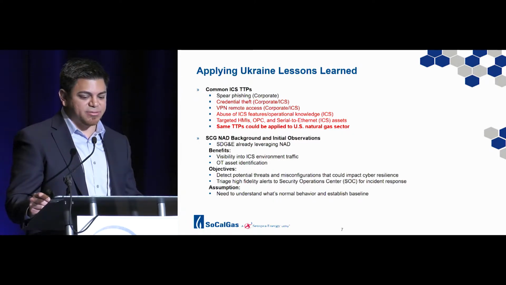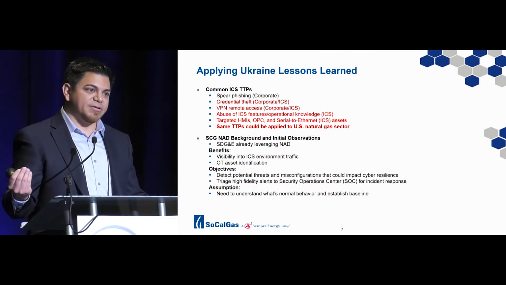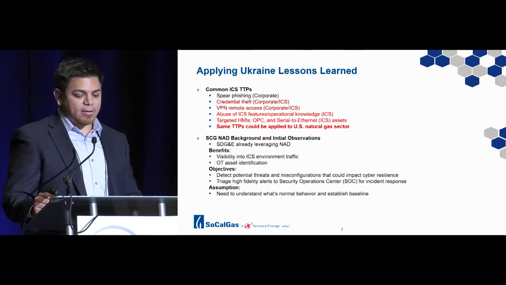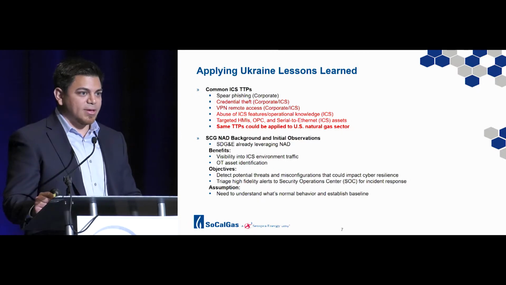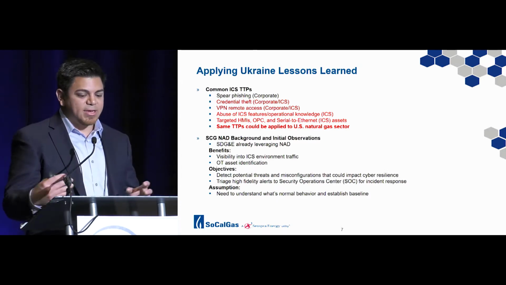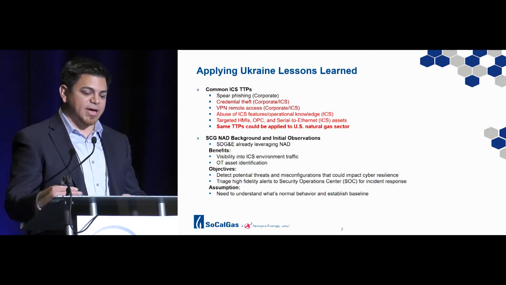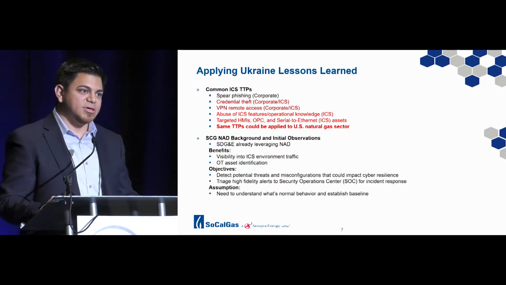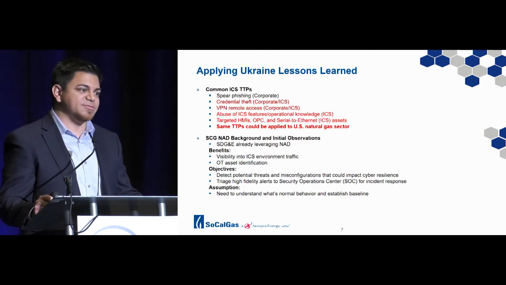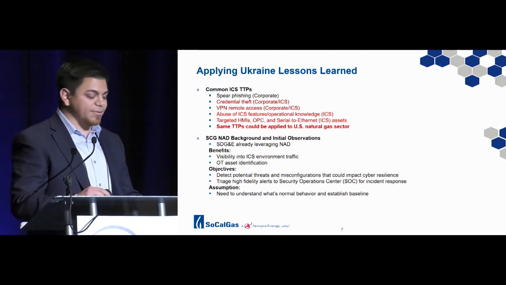So from our perspective, we had two primary objectives. It was to detect potential threats and misconfigurations that could impact cyber resilience. Misconfigurations are not really a threat, but they could have the same adverse impact. We also wanted to triage high fidelity events to the Security Operations Center. Like many organizations, Security Operations Centers don't have a good understanding of OT, and we really need to help them have the proper steps. What steps should they take to triage those types of events? So again, just to reinforce the idea, to be successful with network anomaly detection, you really need to understand the baseline, what's normal behavior.